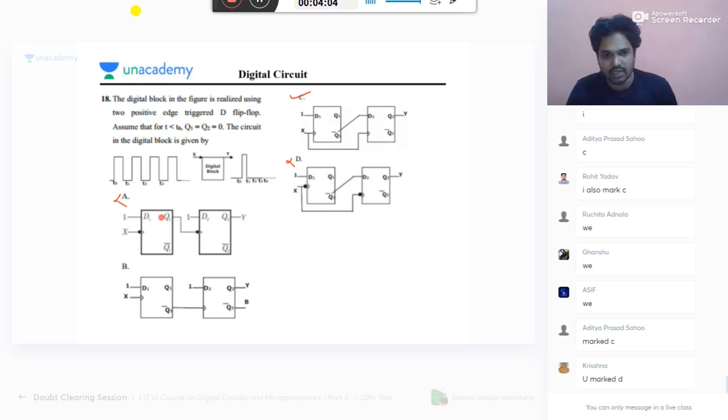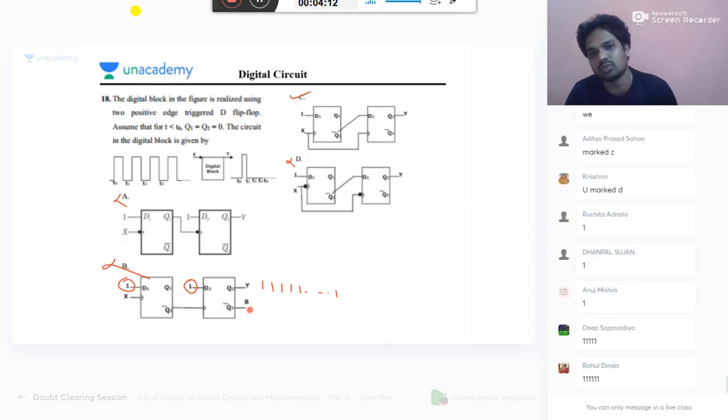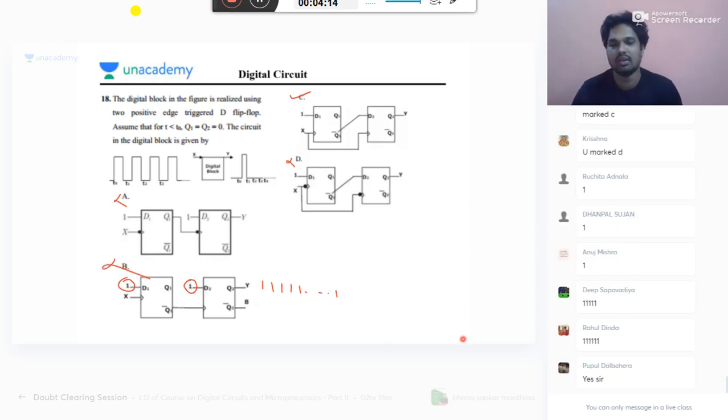So if you see, D flip flop input is 1. What is the output? So this is not your answer. So compulsory C is the answer. But let me prove it. First read the question now. By elimination of options, the answer will come in 1 minute. Now a digital block shown in the figure is realized using two positive edge triggered D flip flops. So we eliminated the negative.